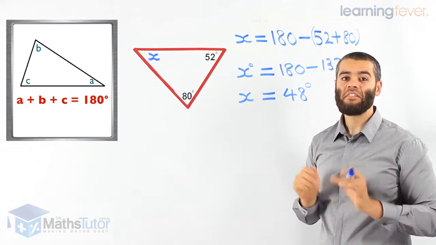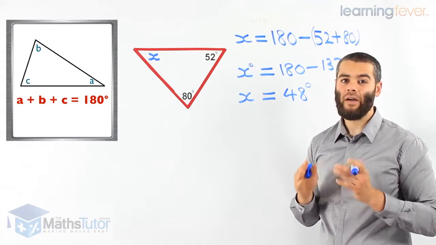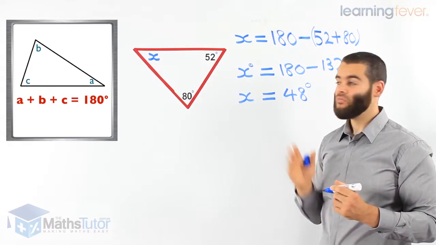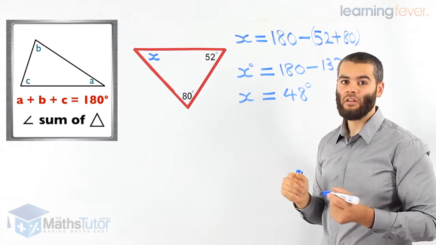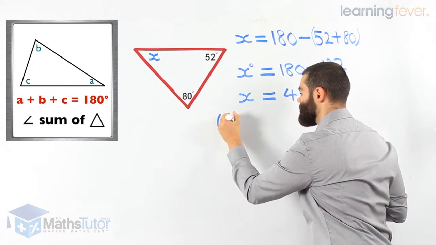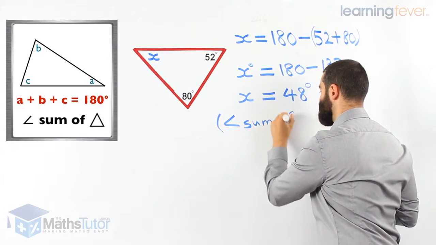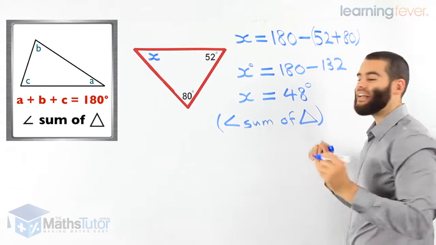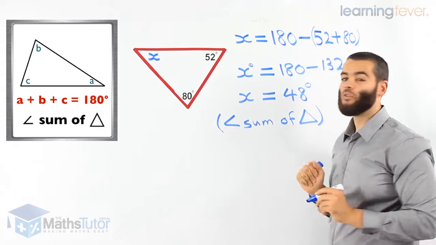Now, we always have to write a reason. We have to justify our answer. Whenever we're finding missing angles, we have to give reasons. Here, we use the angle sum of triangle reason. How is that written? Like this. Angle sum of triangle. It's that simple. We worked out X, we found X is 48.